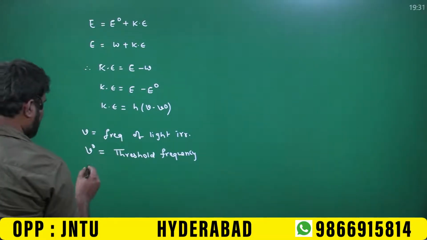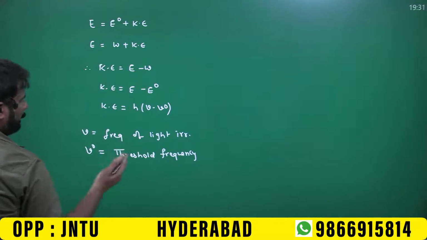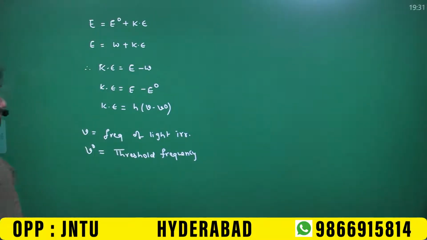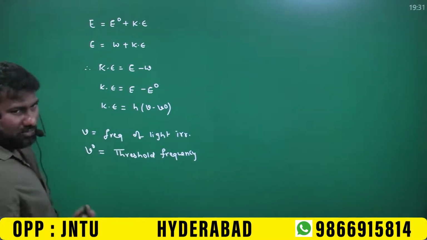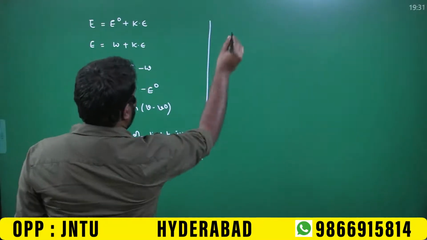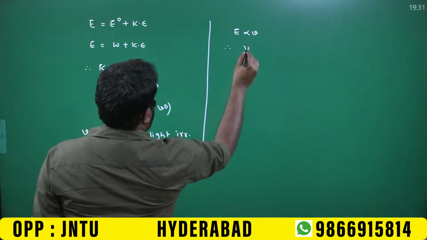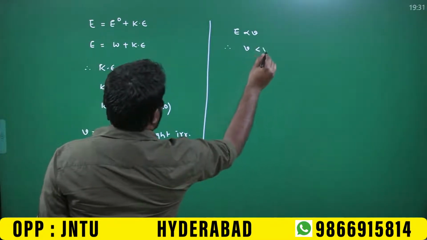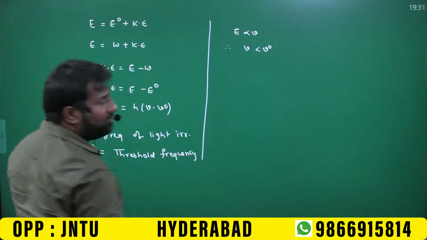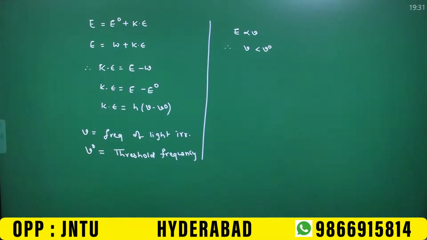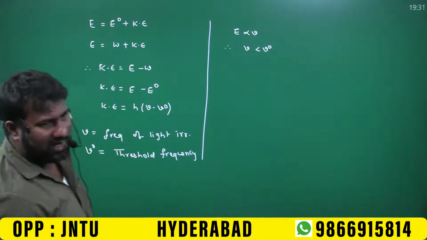Next, h equals Planck's constant. We can go to the same condition. As you know, E is directly proportional to nu. In the same way, if nu is less than nu naught, shall we find any photoelectric effect?